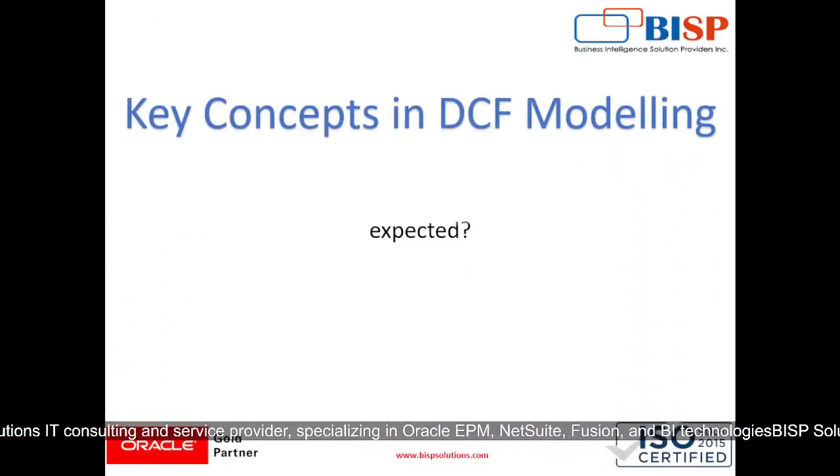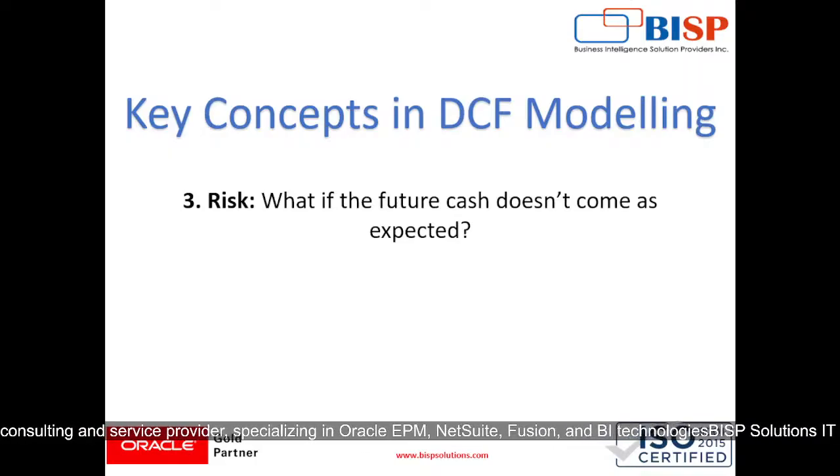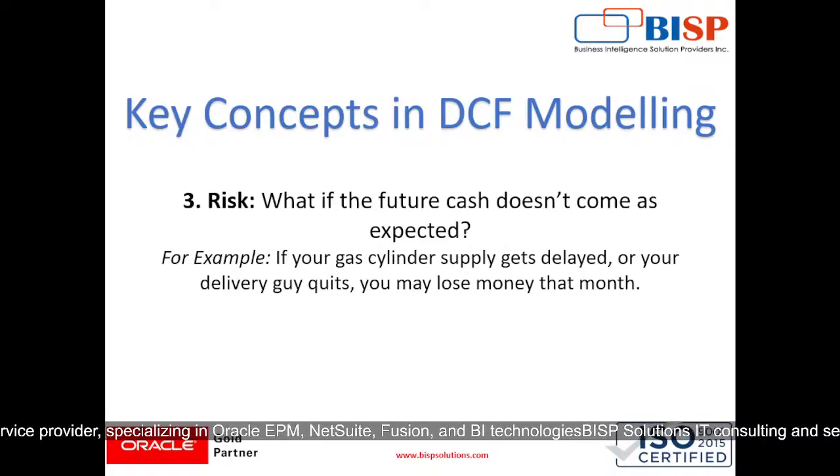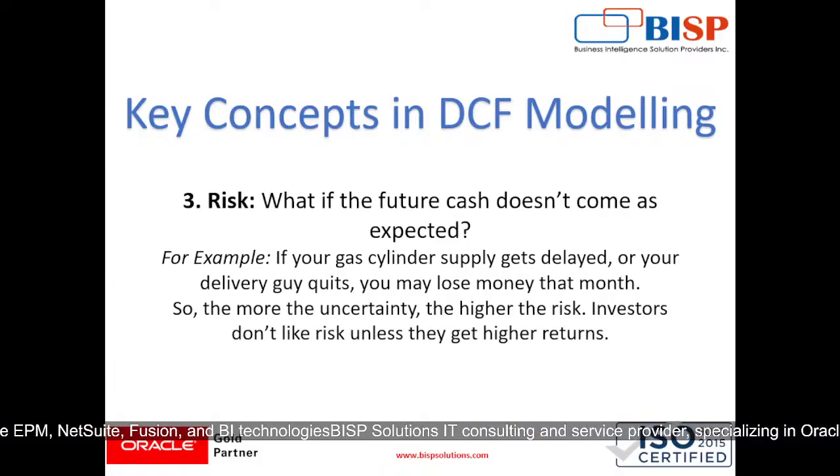Then comes our risk. What if the future cash doesn't come as expected, right? If my gas cylinder supply gets delayed, or my delivery guy quits, I might lose money that month. So the more the uncertainty, the higher the risk. Investors don't like risk unless they get higher returns, right?